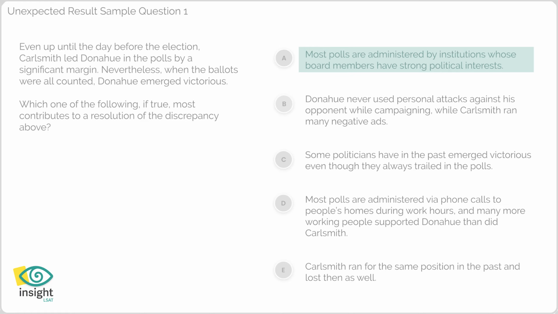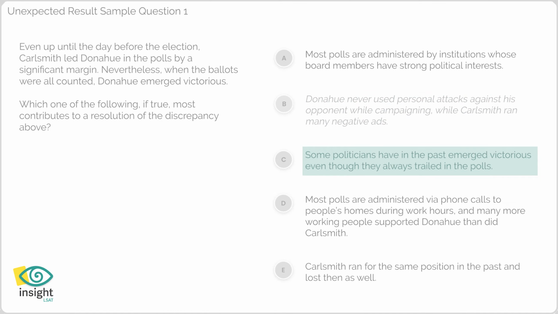Maybe that helps. Not great, but let's hold on to it for now. B. Donahue never used personal attacks against his opponent while campaigning, while Carl Smith ran many negative ads. Okay, well, that's good for Donahue. Maybe people appreciated that. But shouldn't that show up in the polls then? This gives us a reason why maybe Donahue won, but what about the polls? We can probably knock this one out, because it just doesn't address the core of our weirdness.